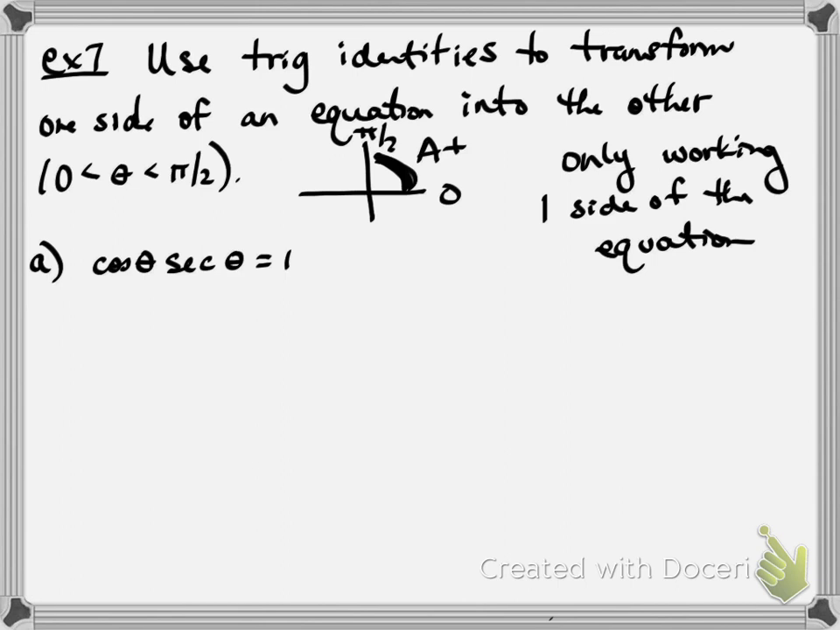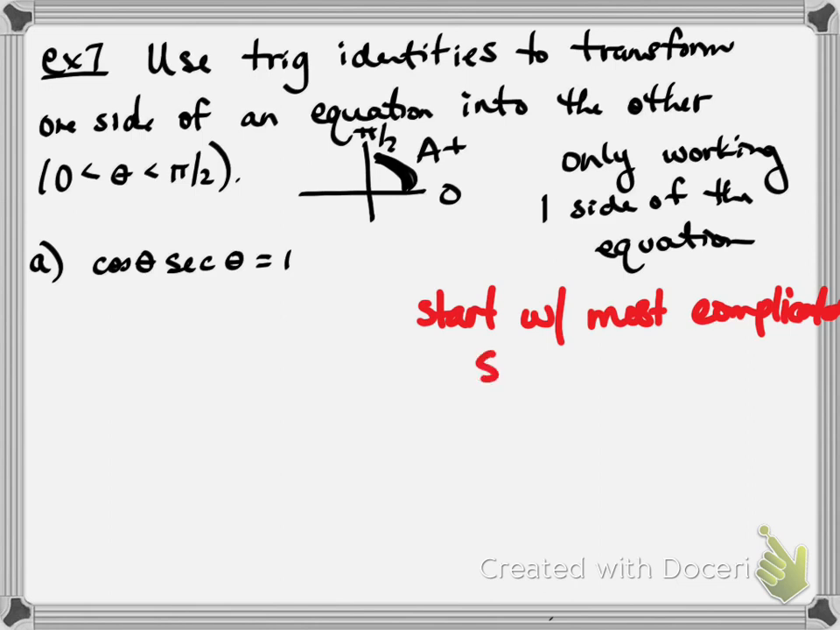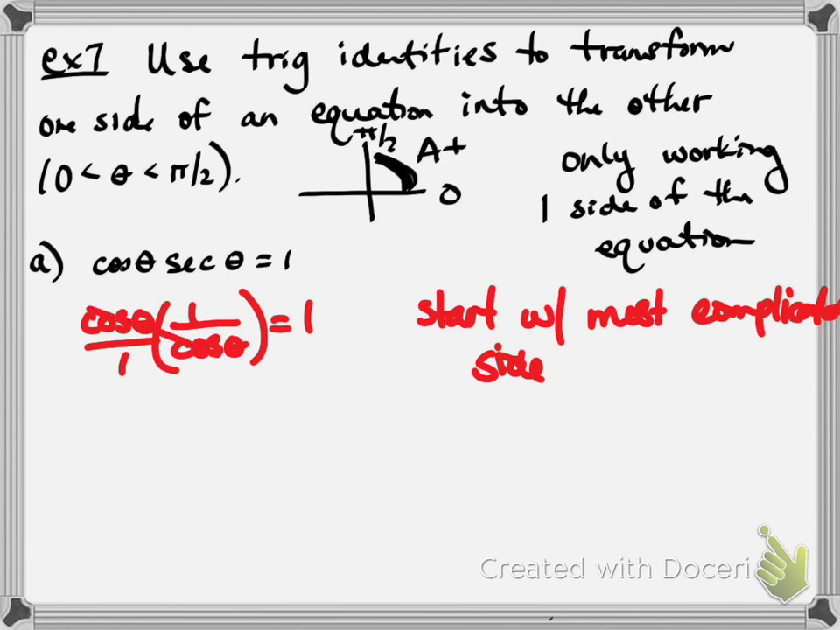So we have cosine theta times secant theta equals 1. We start with the most complicated side, which is definitely the left. And you think, do I know any trig identities about cosine and secant? Well, after that Kahoot you did, you know you do. I'm going to say that cosine of theta times 1 over cosine of theta is equal to 1, because secant's reciprocal is cosine. And then I'll make that a fraction and cross those out, and you get 1 over 1, which is 1. So we did transform one side of the equation into the other.